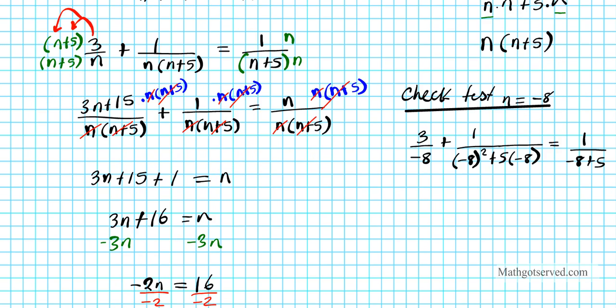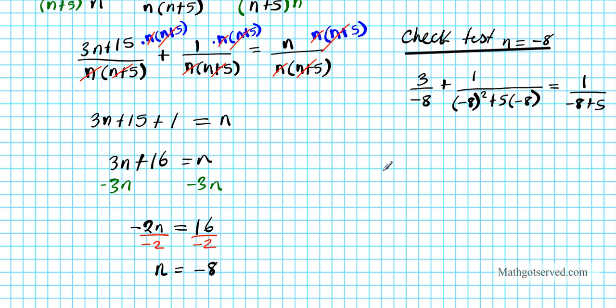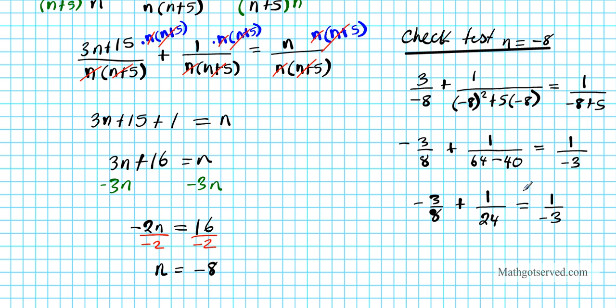Okay? Alright, let's go ahead and simplify that. We're going to have negative 3 over 8 plus 1 over negative 8 times negative 8 is 64, and 5 times negative 8 is negative 40, equals 1 over negative 8 plus 5 is negative 3. Alright, so here we have negative 3 over 8 plus 1 over 24. Is it equal to 1 over negative 3? Okay, we need to put a question mark here because we don't know if this is true or false.